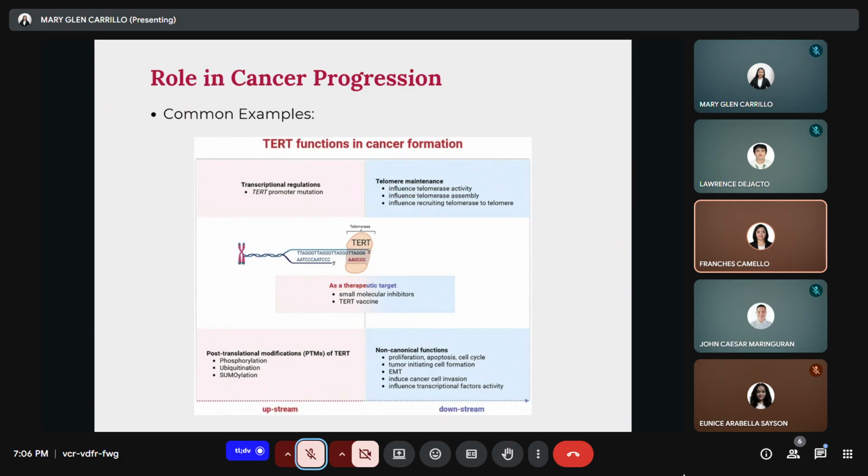Excuse me. So another example is TERT functions in cancer formation. TERT, which will be explained also later, has a role in cancer progression. It can act in transcriptional regulation or telomere maintenance. In transcriptional regulation, TERT promotes mutation. How? It influences telomerase activity, assembly, and also recruits telomerase to the telomere. With that, it became a therapeutic target for small molecule inhibitors or TERT vaccine.